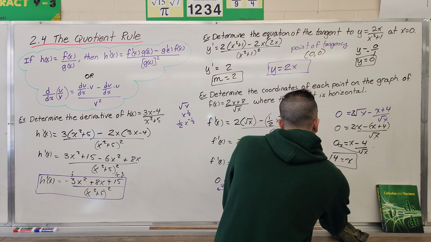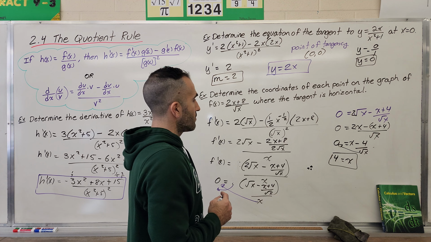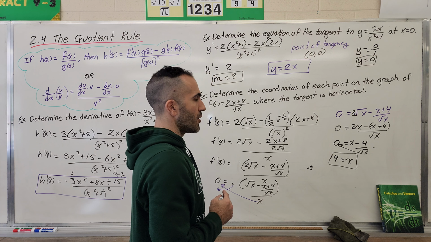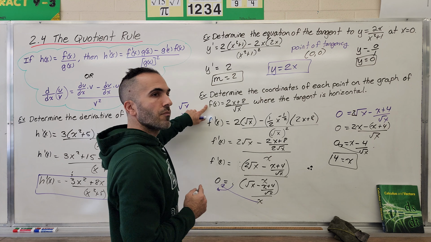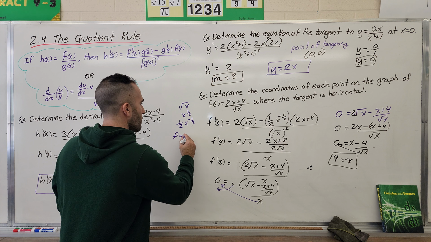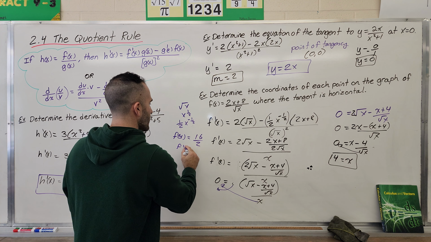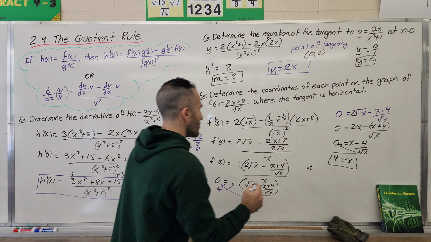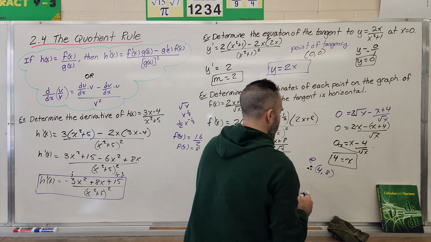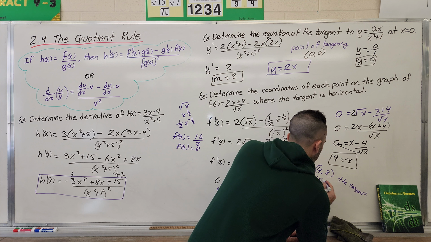So what's the point? Where's it horizontal? 4, 8. How do you know? That plugs into the original. Find f at 4. f at 4 equals 8 plus 8 is 16 over 2. So f at 4 is 8. So my answer is 4, 8. At 4, 8, the tangent is horizontal.